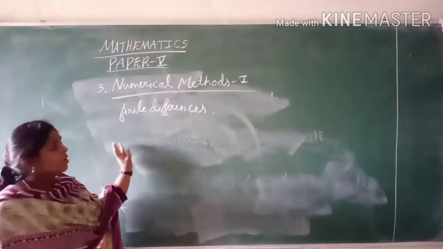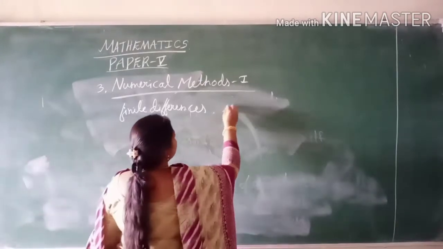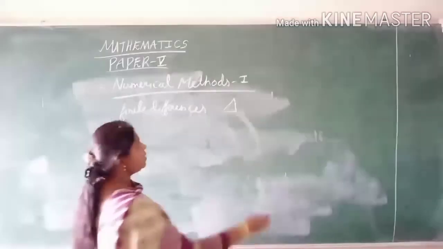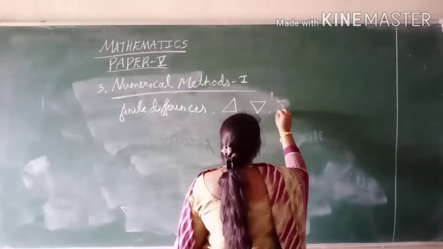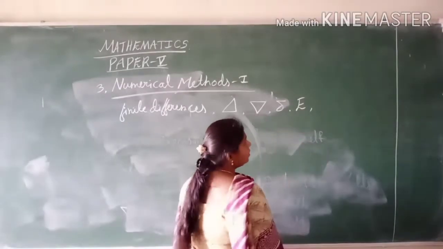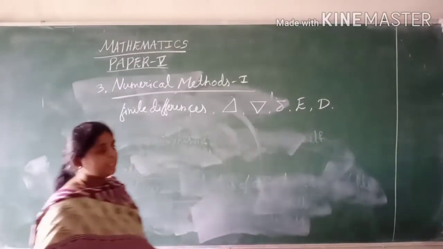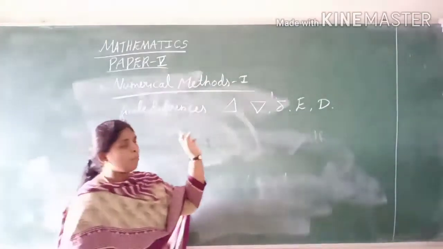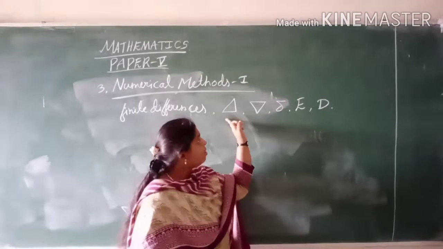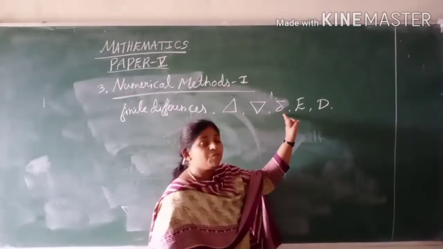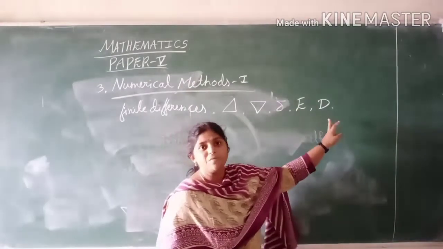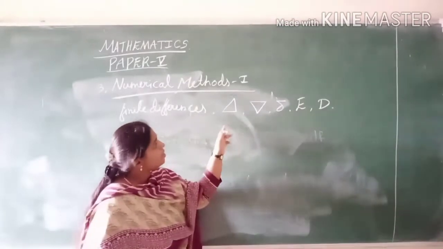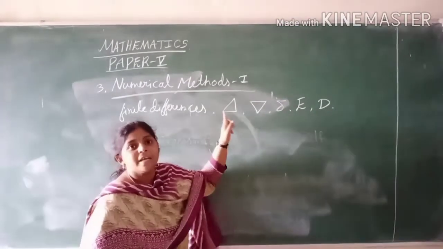One is the forward difference operator, denoted by delta. And the backward difference operator, del or nabla. And the central difference operator, small delta. And the shift operator, E. And the differential operator, capital D. In this, we will learn the definition of these operators and the relation between them.